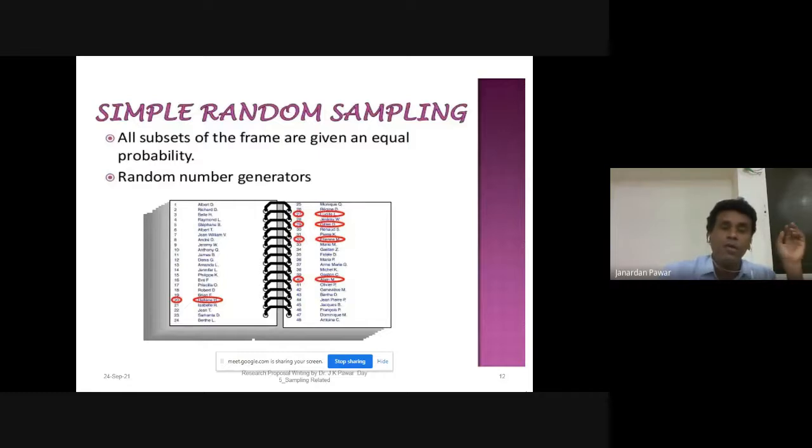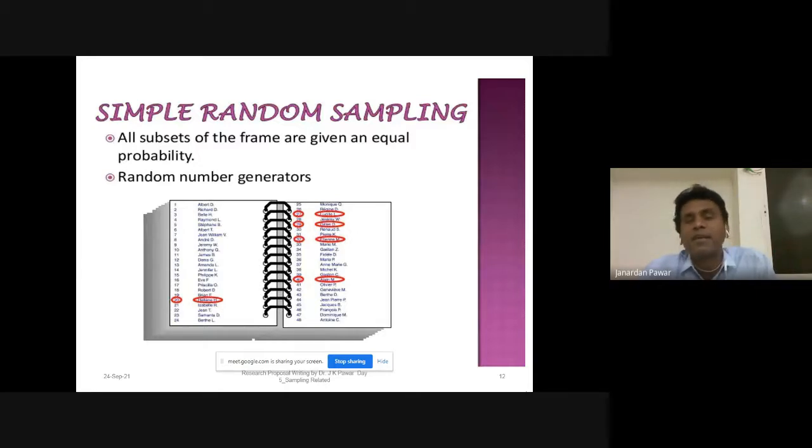Suppose I wanted to contact 10 people from Pune. If I take one from Kothrud, one from Deccan, one from Shivajinagar, this way 3 people are selected. There was no logic behind selecting the people. It is selected on a random basis, and this is what is called simple random. Simple means simple. All subsets of the frame are given an equal probability.